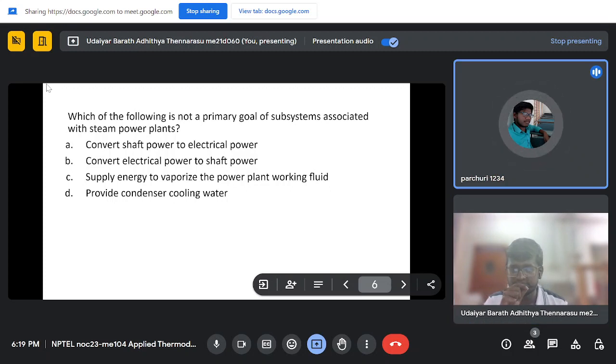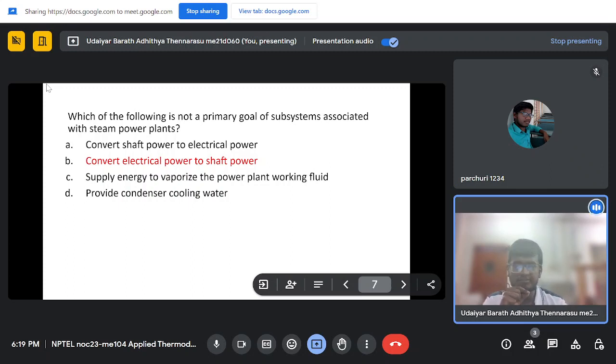C, sir? Supply energy to vaporize the working fluid. No, it's convert electrical power to shaft power. So the others are major. You can say you are getting work, so you can also drive that pump as well, but that is an additional requirement. Except B, the other three are the major requirements. You convert shaft power to electrical power, that is your output. You can use a small amount of that to drive the pump also.